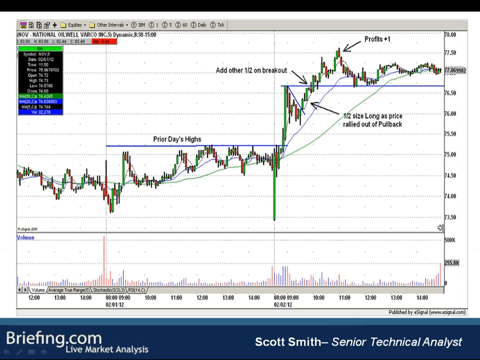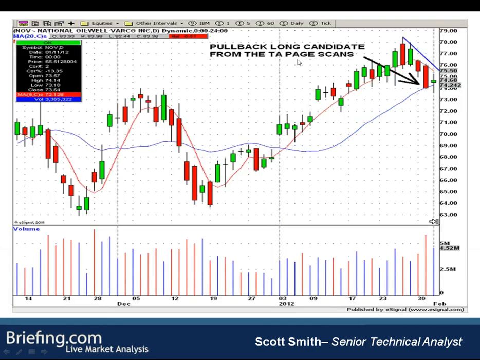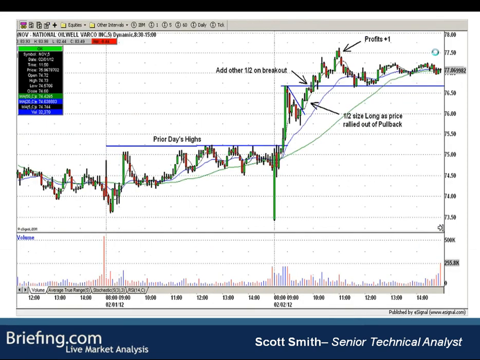The stock wound up closing around 77, so it was worthy in my eyes as a hold overnight, especially since it had this nice rally. It closed at 77, so it was rallying out of this little bullish flag pullback pattern. So it was worth holding a little bit overnight.